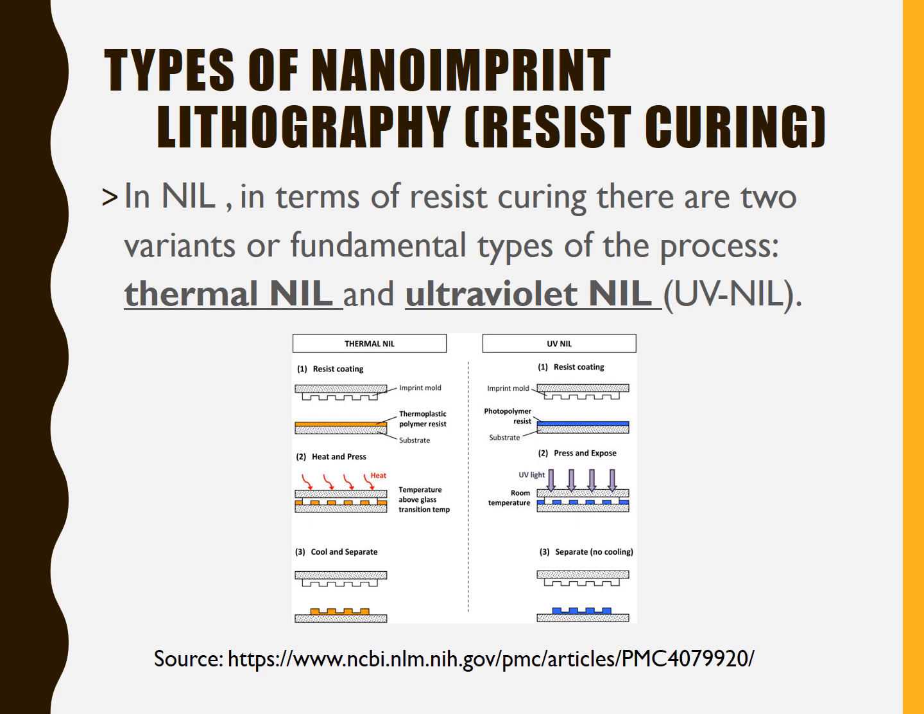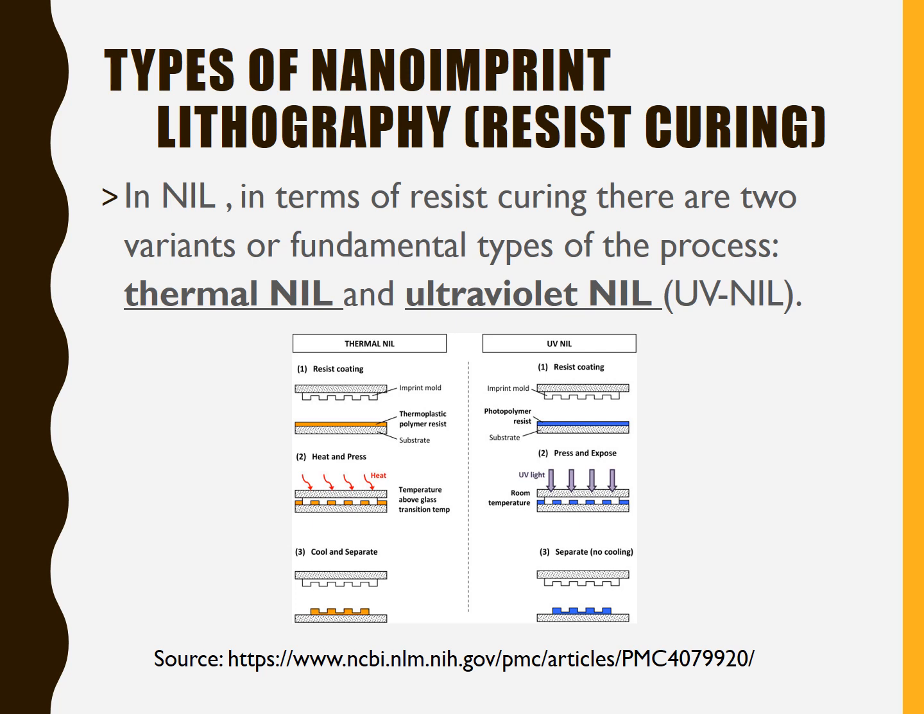In thermal NIL, you have an imprint mold that is typically a mirror image of what you want, and you press it into a thermoplastic polymer resist. But while you are pressing into it, you also apply some heat. The temperature is going to be above the glass transition temperature. After that, you let it cool and then you let it separate, and then you will have your imprinted image.